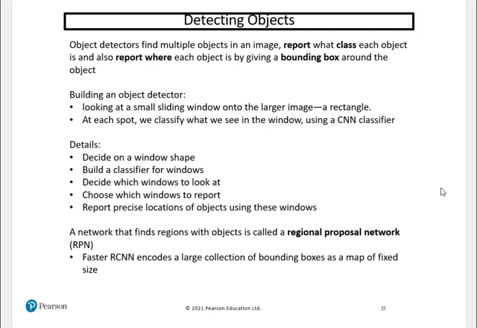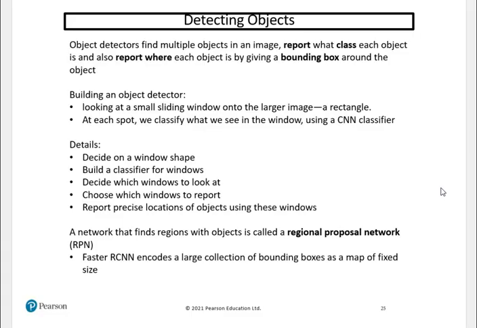Now decide which window to look at, choose which windows to report, and finally report the precise location of objects using these windows. So we have to be able to get an output that says, for a window that has a lower left-hand corner at x0, y0 and an upper right-hand corner at x1, y1, I detected a red light. So it has to report the location and it has to report what's inside the window. A network that finds regions with objects is called the region proposal network, RPN.